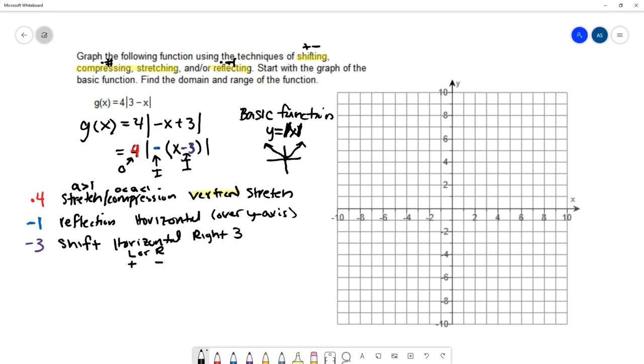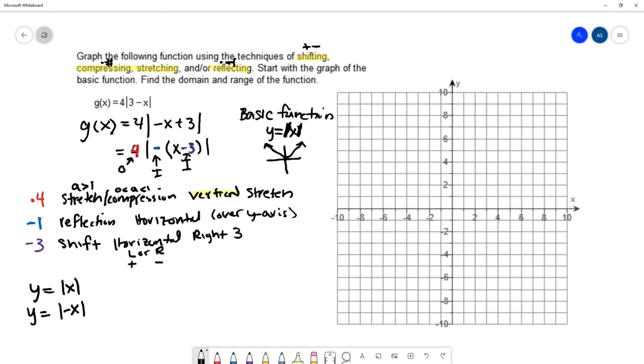So we can now use these transformations to draw the graph of this basic function. I'm going to start off by graphing our basic function y equals absolute value of x. I'll graph that in black. Then I'm going to graph y equals negative absolute value of x.